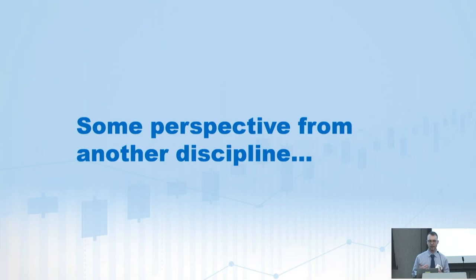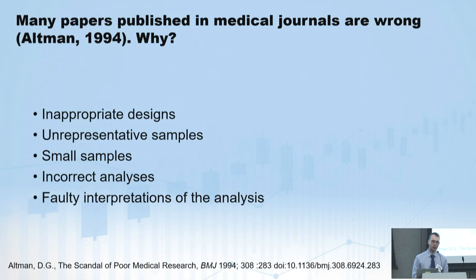And I'll start with a sort of controversial paper. I don't know if many of you have heard of a researcher named Doug Altman, who was a famous statistician at Oxford. He passed away, unfortunately, this year or last year. But he wrote a very influential paper in the British Medical Journal about 25 years ago. The paper was called The Scandal of Poor Medical Research.